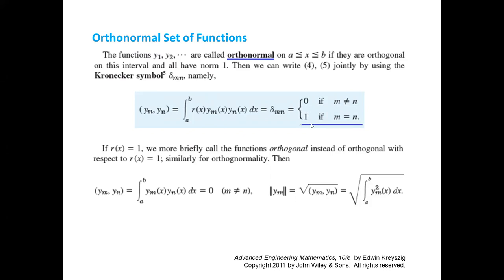And then notice if we are integrating two identical elements and we get the norm equal to one, then it's called orthonormal. Orthonormal is associated with this value one. If we integrate two different elements, we still get zero.